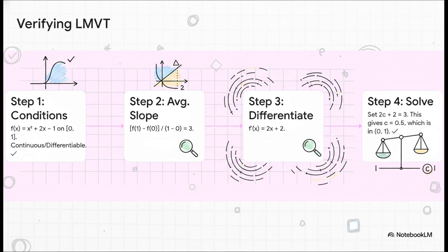Here's a function on the interval from 0 to 1. Again, it's a polynomial, so continuous and differentiable. Check and check. Next, we find the average slope with that formula on the screen, and we get 3. Okay, so now we find the derivative, which is 2x plus 2. The theorem says that the derivative has to equal our average slope of 3 at some point. We solve that simple equation, and we find that c equals 0.5. And since 0.5 is right in our interval, the theorem holds true.